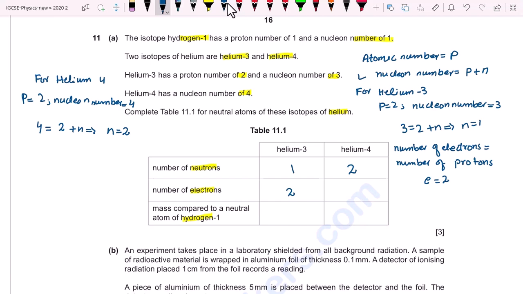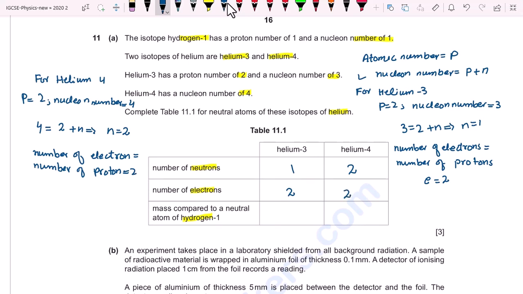Now the number of electrons is the same as in the case of helium-3, that the number of electrons must be equal to the number of protons, as the number of protons remains the same in both of these isotopes of helium. So I write here number of electrons must be equal to number of protons, and they are equal to 2. That's why I write here 2.